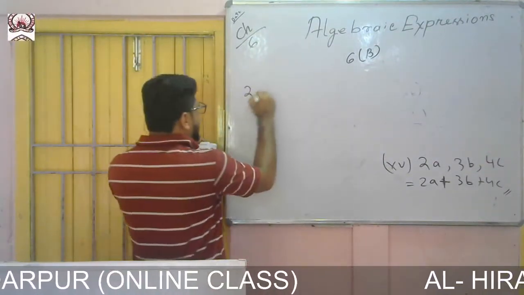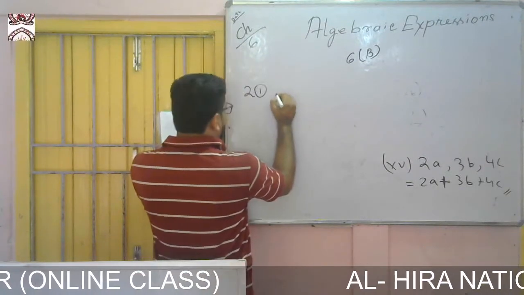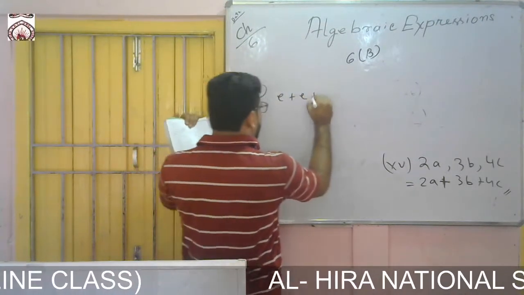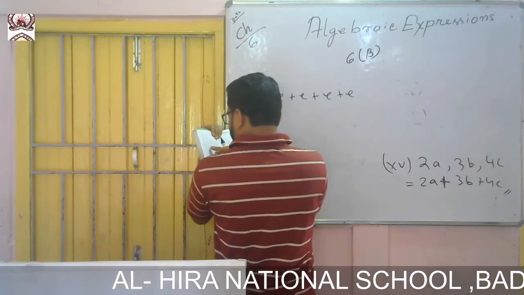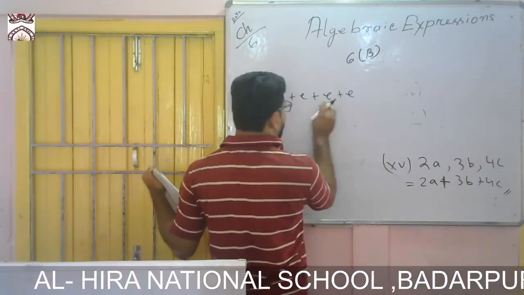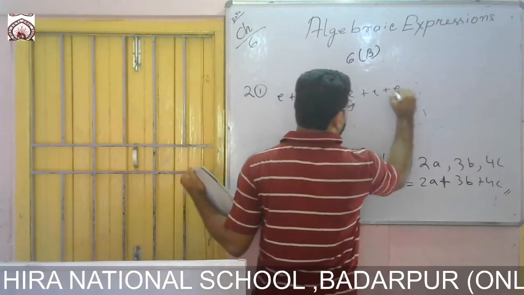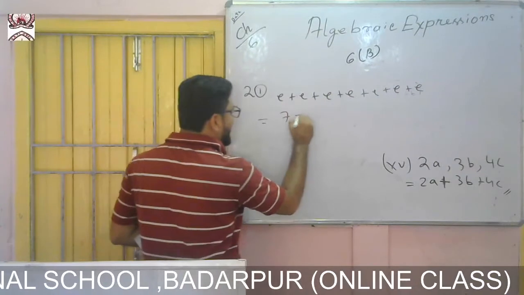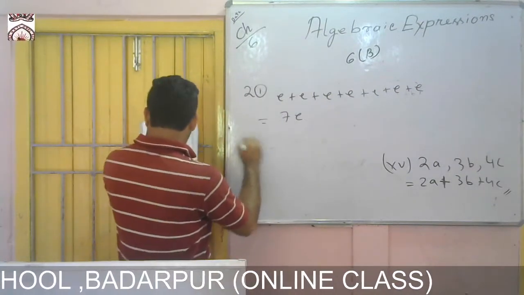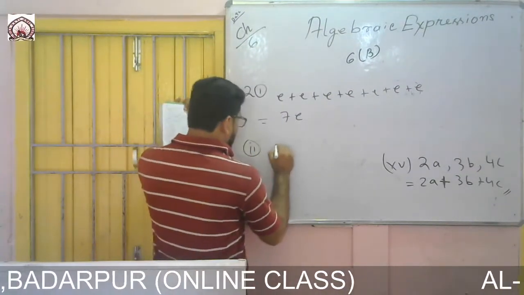Question number 2, simplify. Number 1, e plus e plus e plus e. 1 2 3 4 5 6 7 e. How many are there? 7 are there. So the answer will be 7e.